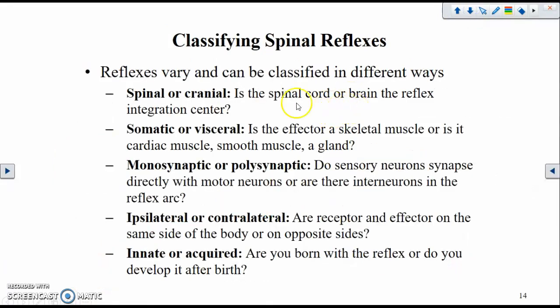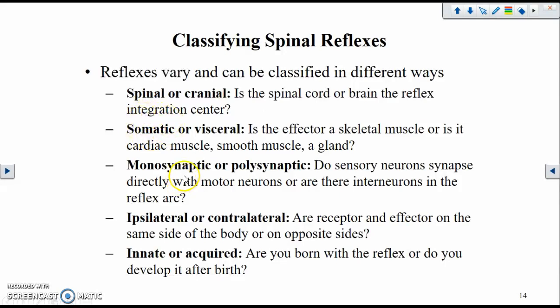Okay. If you count, there's 5 ways that you can classify reflexes, and all reflexes have a category on all 5. Spinal or cranial. Well, the key here is, does this reflex go all the way up to the brain, or does it stay in the spinal cord? That's where you get whether you classify something as either spinal or cranial, somatic or visceral. If the effector is an organ, it's called visceral. If the effector is a skeletal muscle, meaning it's voluntary, it is called somatic.